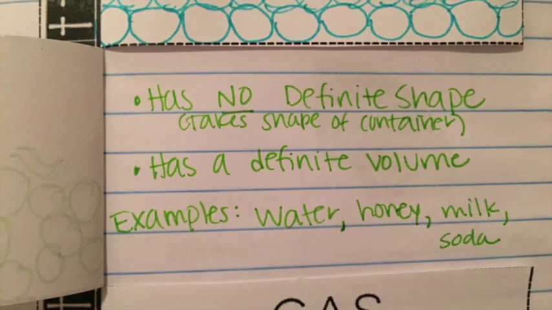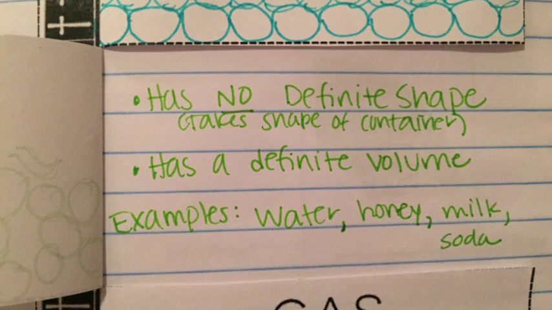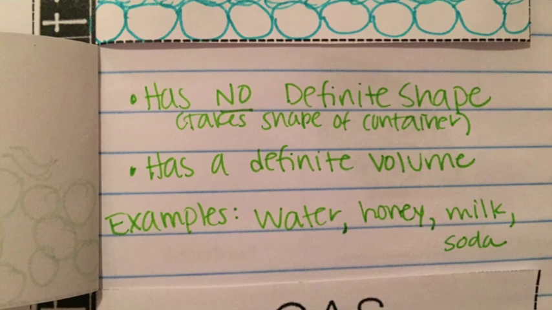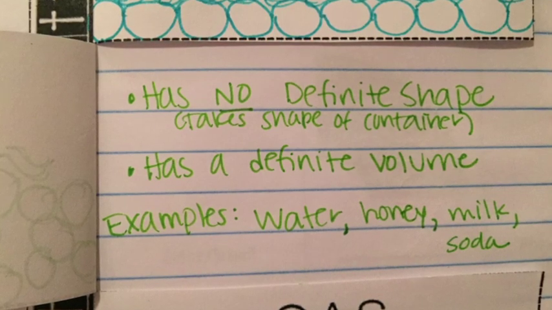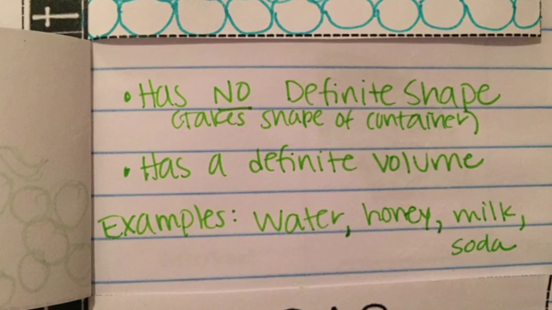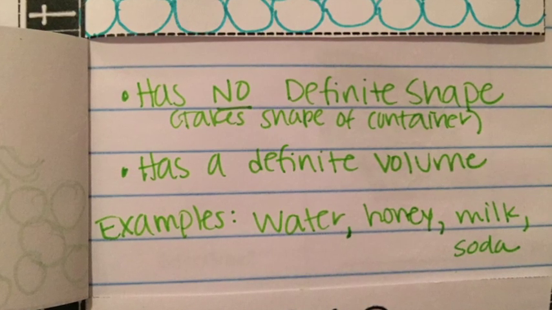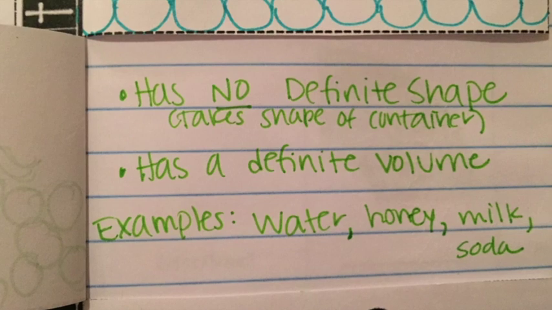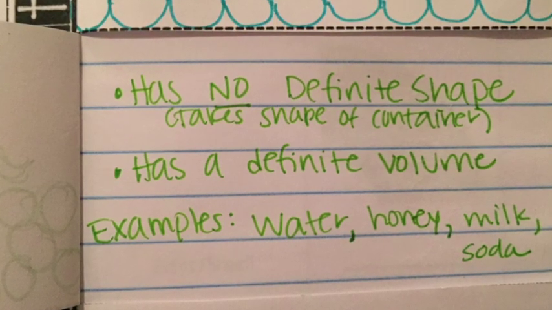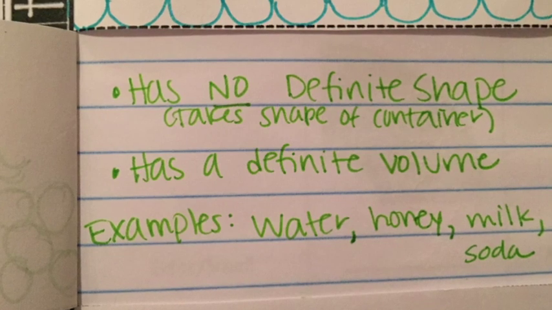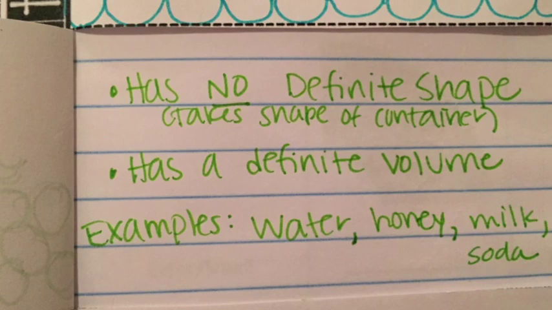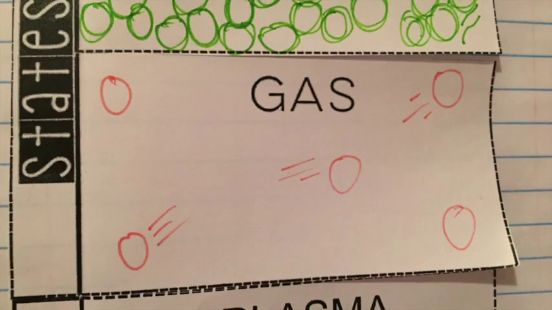Other properties of a liquid are that it has no definite shape. So a liquid is going to take whatever shape the container it's in is. If you pour a liquid into a cup, it's now the shape of the cup. But it does have a definite volume. If you have 2 liters of soda and you pour it all over the floor, it's still 2 liters worth. It's not going to get any bigger in terms of volume. Some examples of a liquid are going to be water, honey, milk, soda, and there are many, many more.